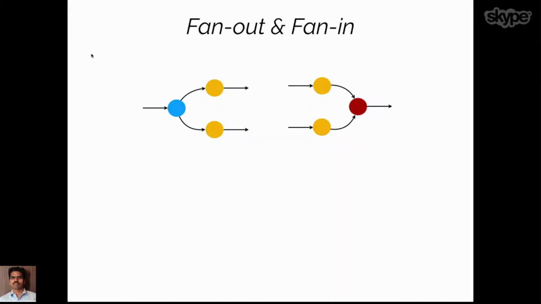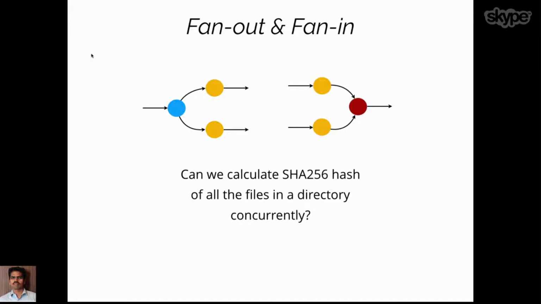Typical concurrent programming is always about fan in and fan out. It's all about how we spread things out, and how we bring them together and return the result back. To show that, I'm going to share another example from my personal experience, where we were asked to calculate the hash sum of all the files in a particular directory.